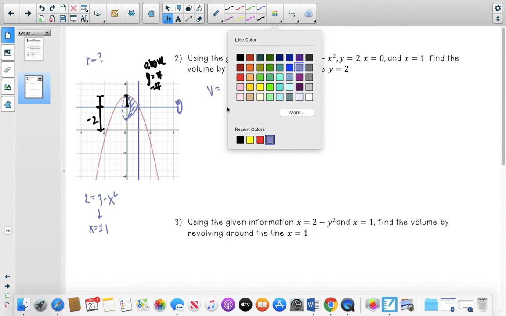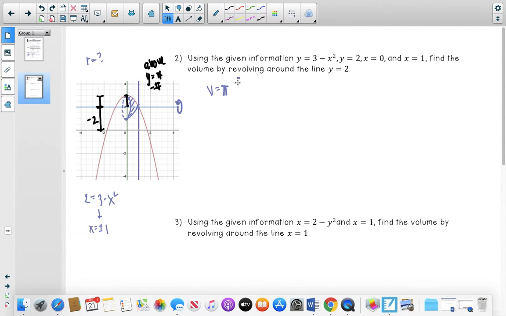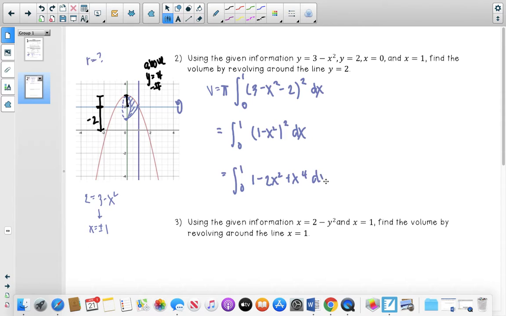So the volume is going to equal, and you can just kick pi out right away, pi times the integral of 3 minus x squared minus 2, and the radius is squared. This is in terms of x, because it's like rotating around an x-axis that's shifted up. So these values are x values, and you're going from 0 to 1. Now, I'm not going to actually calculate it because I don't think I need to. It would simplify to 1 minus x squared dx, don't lose that squared. Then you would FOIL that, which gets you 1 minus 2x squared plus x to the 4th dx, and you can figure that out.